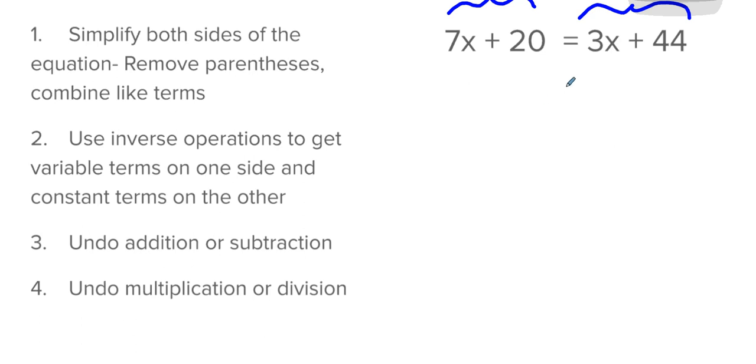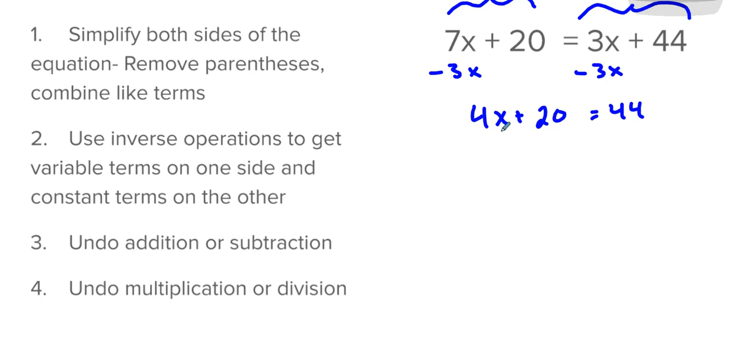I would always recommend, where are there more variables? There are more x's on the left-hand side. There are 7 x's over here. There's only 3 over here. So what I would do is subtract 3x from over here. We don't want the x's on the right-hand side. We want them on the left-hand side. 4x plus 20 equals 44. And now we're at a two-step equation.